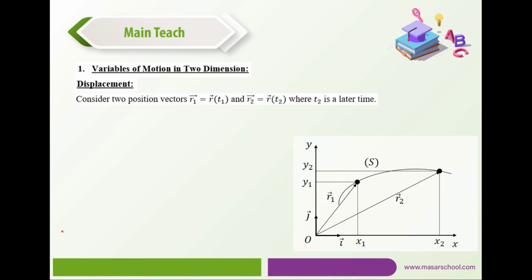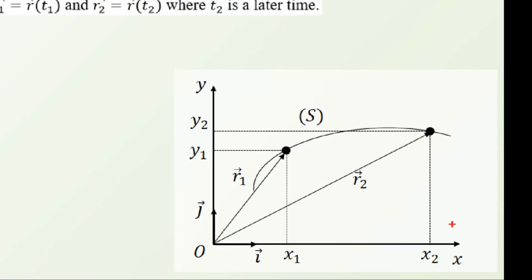Now what about the displacement? Consider the two position vectors r1, which is equal to the r vector at t1, and r2, which is the r vector at t2, where t2 is a later time. So initially the position of the particle was here and it moved to the final position 2, and we are interested in the displacement. We know from the previous method that the displacement can be determined from the tail to head method. The tail represents the initial position and the head represents the final position. Then that would be the displacement vector delta r.